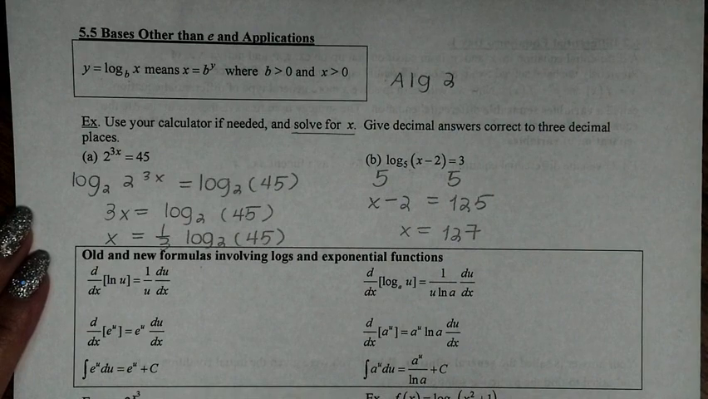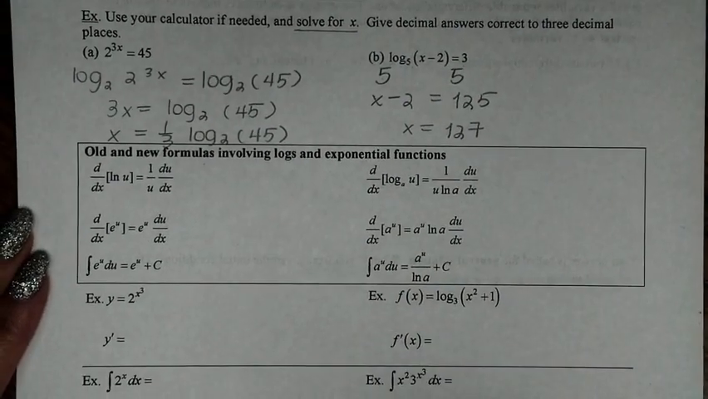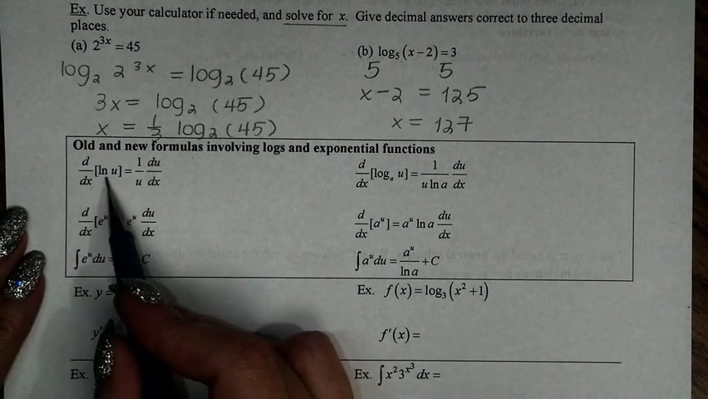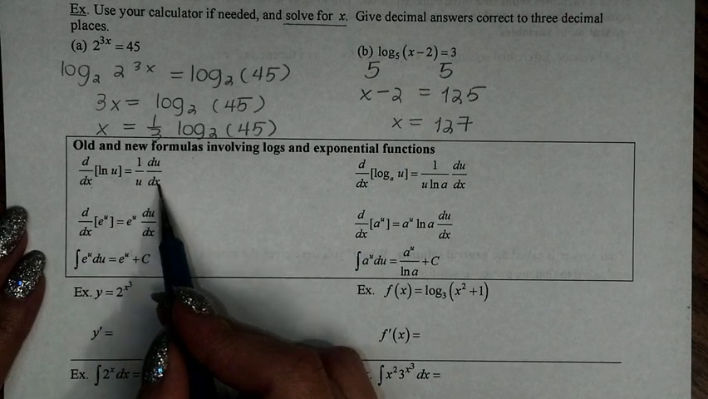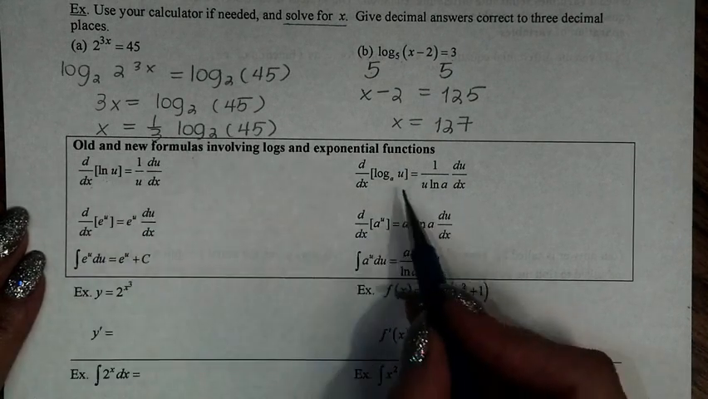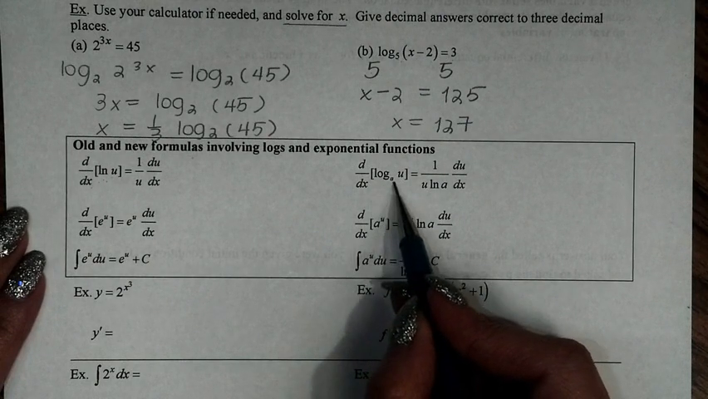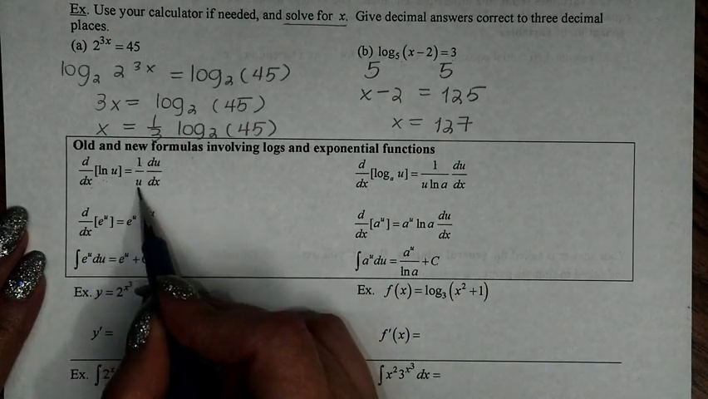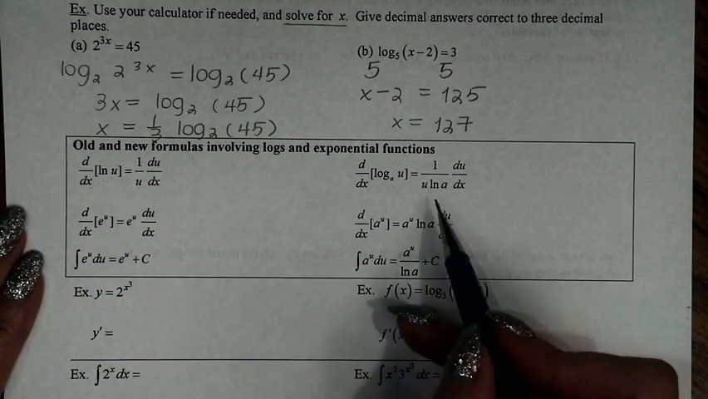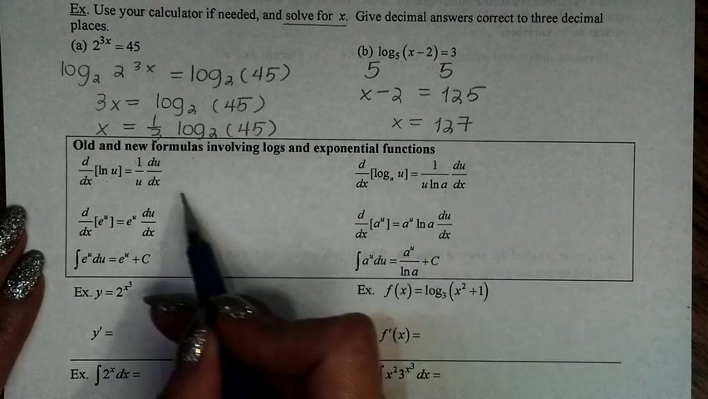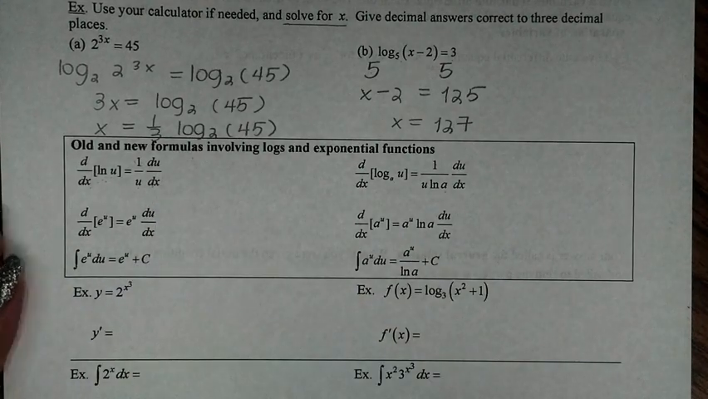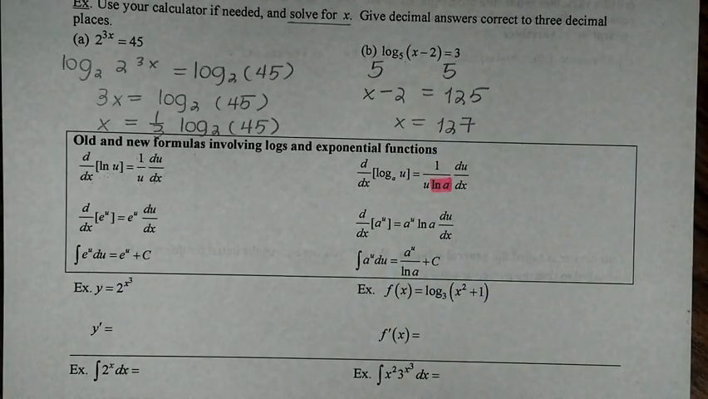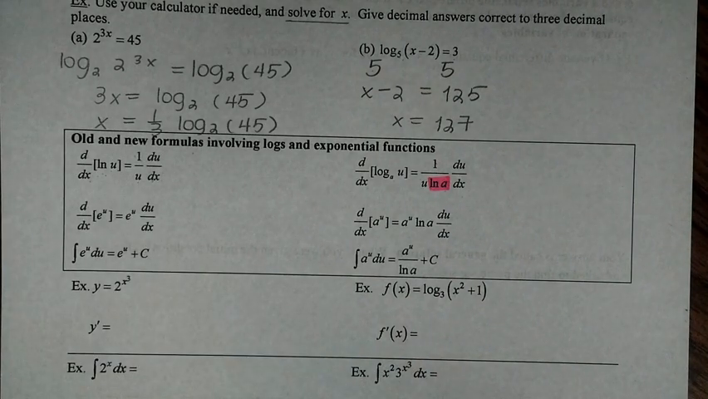Let's review the new formulas for the day. Some old formulas from previous days: the derivative with respect to x of natural log of u is 1 over u times du/dx. This is pretty close to the derivative with respect to x of log base a of u, which is exactly the same 1 over u. The only new part is the natural log of a. The du/dx is the same. So technically, what's new is that part. The rest is similar to the one for natural log.